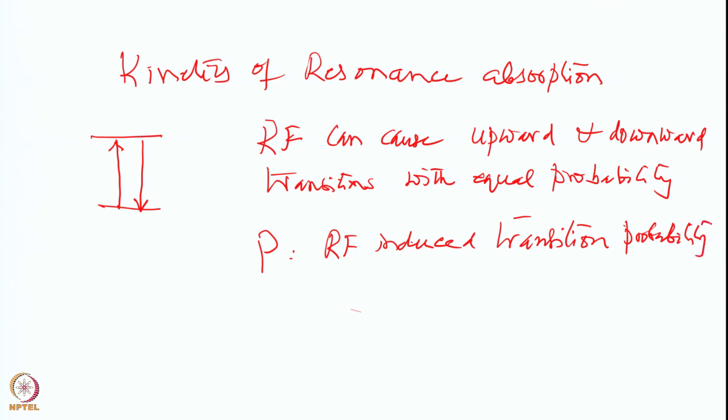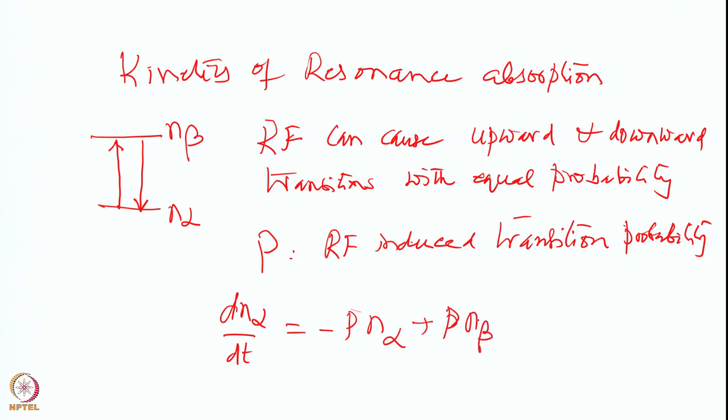So, now we can write rate equations for the transfer of energy in both ways. When it absorbs energy, let us say I have this population here n alpha and I have the population here n beta. If I write dn alpha by dt, what is it dependent on? It is dependent on the transition probability and the populations. So, this is the first order kinetics. In chemical kinetics you already have studied this. So, minus p n alpha, because it causes a depletion of the population, plus p n beta. When it causes the transition from beta state to the alpha state, it increases the population there. Okay. Similarly, I can write for dn beta by dt, this is p n alpha minus p n beta.